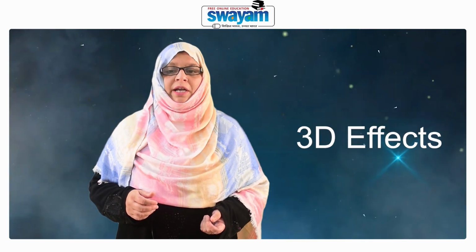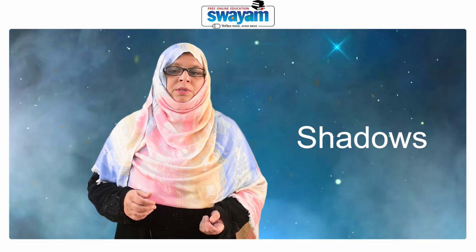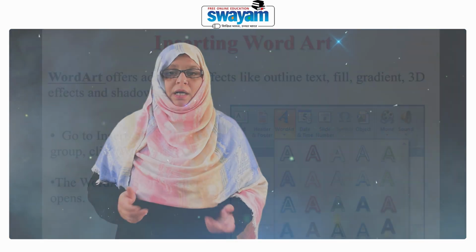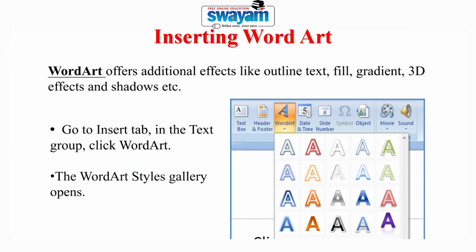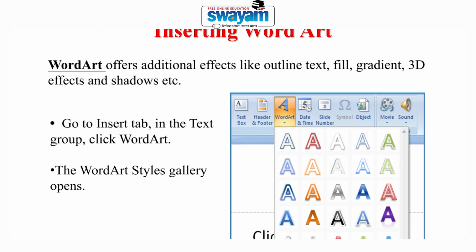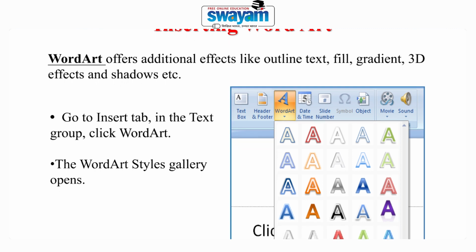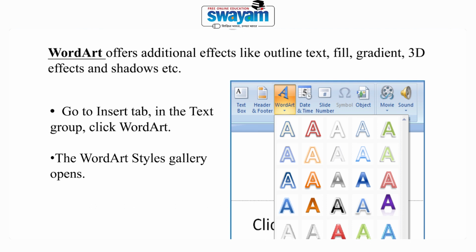Word art is a decorative text that we can add to our document. It offers additional effects like outline text, fill gradient, 3D effects and shadows, etc. Go to Insert tab in the text group, click the word art. The word art styles gallery opens. Choose a style from the word art gallery drop box.